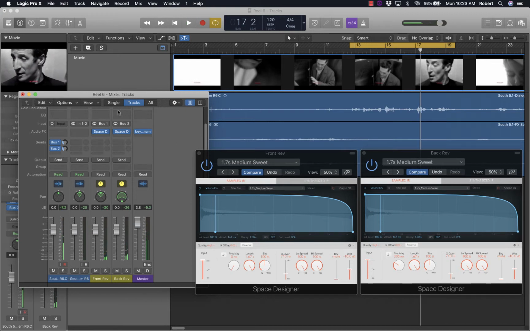So in this way, you can manipulate the perception of a sound within a 5.1 space using two stereo reverberation processors, with the second one having its pre-delay above 33 milliseconds roughly.